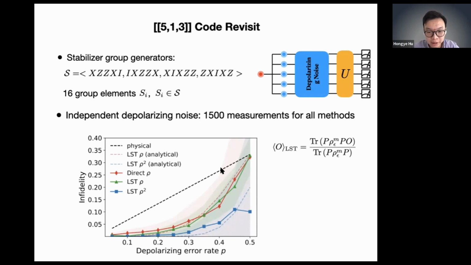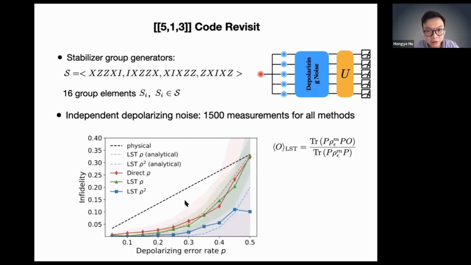For the subspace expansion, we see that even though the red line agrees well with the theoretical results, this red shady area indicates the prediction has a really huge statistical fluctuation. That is because we have 16 group elements in the numerator, and also in the expansion, we have 16 Paulis we need to measure for the denominator. So each of the Paulis is measured less than 100 times. That's why you have a huge fluctuation.